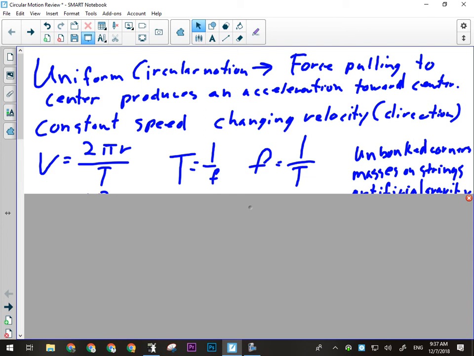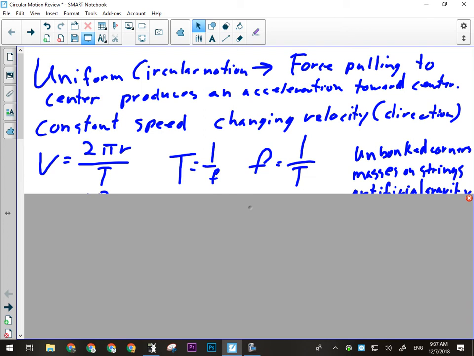Right, so expect that you're going to have, you know, like an unbanked curve problem. What keeps you in an unbanked curve? Friction. So friction is providing the centripetal force. Expect a banked curve, because we went over those as well. Expect an artificial gravity question.